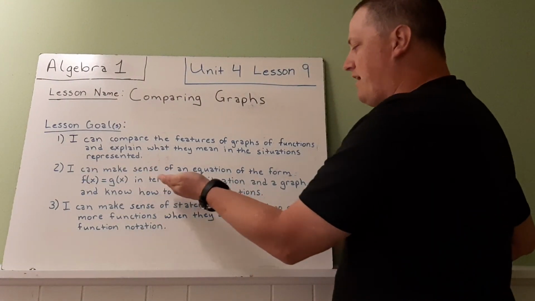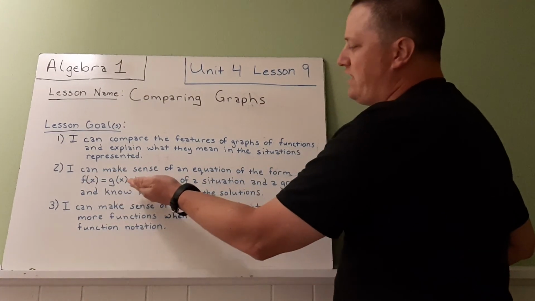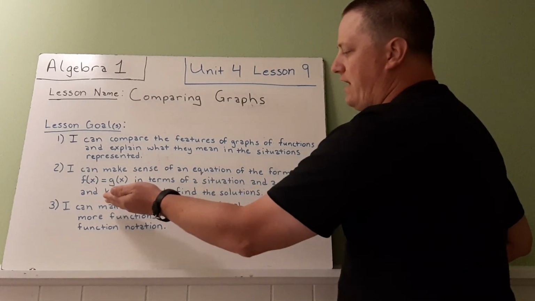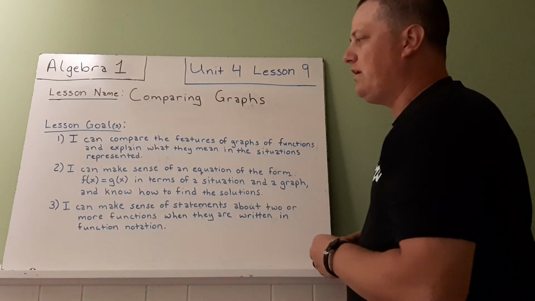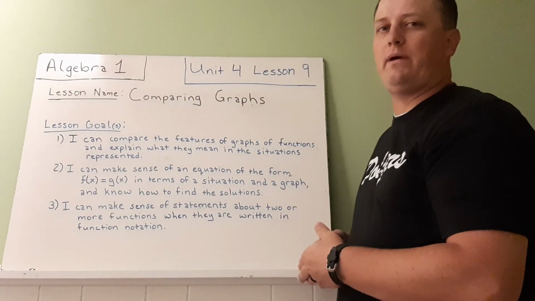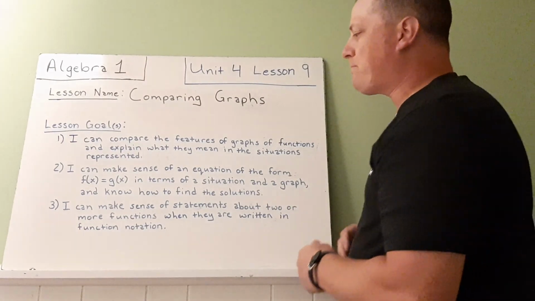I can make sense of an equation of the form f of x equals g of x in terms of a situation and a graph and know how to find the solutions. So this is the idea of comparing the two graphs and showing that in certain places they are equal.